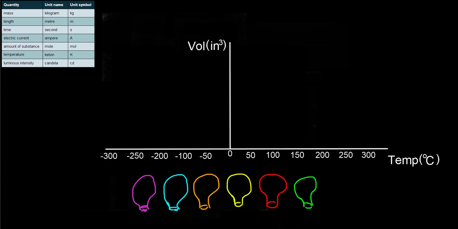Get a bunch of different balloons, each filled with its own unique gas. Start changing the temperature of each balloon and record the volume on the graph corresponding to each temperature. Now, there's going to be a limit to how cold of a temperature you will be able to perform your test, right?